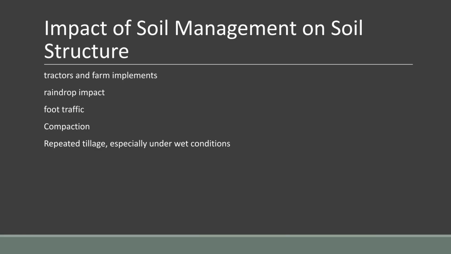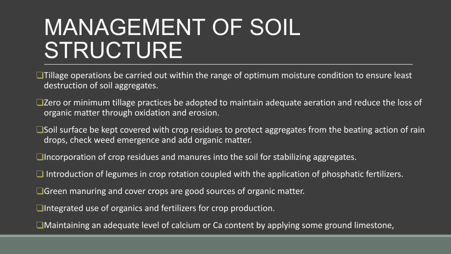Soil structure is impacted by agricultural management through factors like heavy machinery, raindrop impact, and foot traffic. Compaction and repeated tillage, especially when the soil is wet, also negatively affect the structure. To manage soil structure, tillage should occur at optimum moisture levels. Adopting minimum or zero tillage reduces organic matter loss and erosion. Soil surfaces should be covered with crop residues and organic matter incorporated for stabilization. Integrated use of organics and maintaining adequate calcium levels also helps.